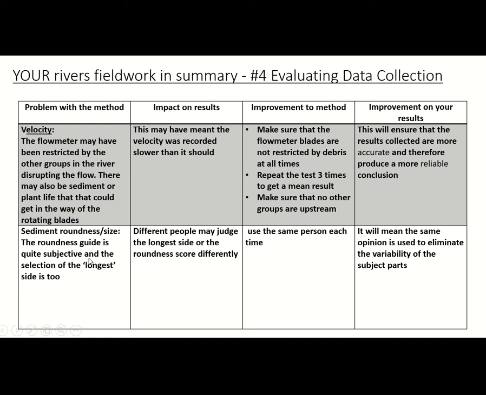Okay, and the second one is with the sediment roundness and size. The roundness guide is subjective. Power's roundness guide is something, well, you choose it. Now, one person's score of 3 or subangular or whatever it might be on the roundness guide might be someone else's rounded. It's not going to be that extreme, but there's different interpretations. So the impact on results is that you might get a different score when it should be the same score, and the only way to improve that really is just make sure the same person is judging it every time, because that person will judge it the same. And that means that there's less opinion used, it eliminates variability of results, and again produces a more reliable conclusion.